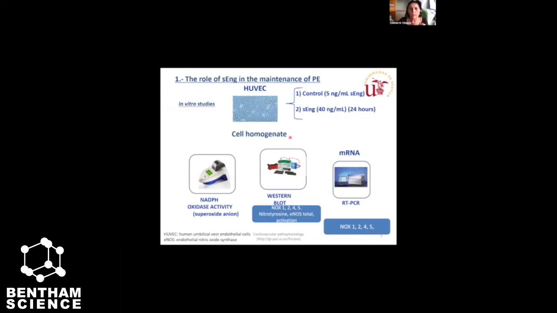After this time, we collected the cells and determined NADPH oxidase activity, and we carried out Western blot and RNA experiments to determine protein and gene expression of some isoforms of NADPH oxidase, NOX1, 2, 4, 5, nitrotyrosine levels, and expression and activation of eNOS. eNOS is the endothelial nitric oxide synthase, an enzyme very important to the production of nitric oxide.